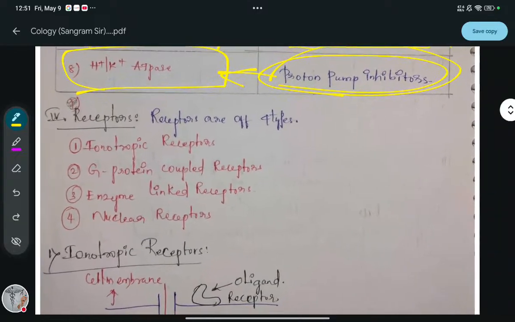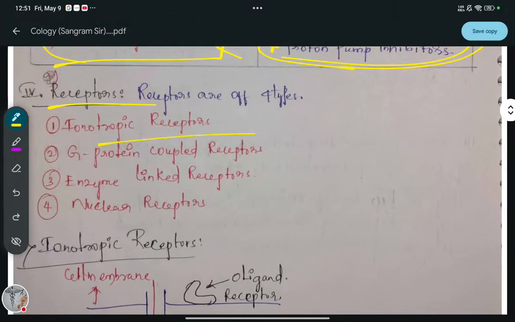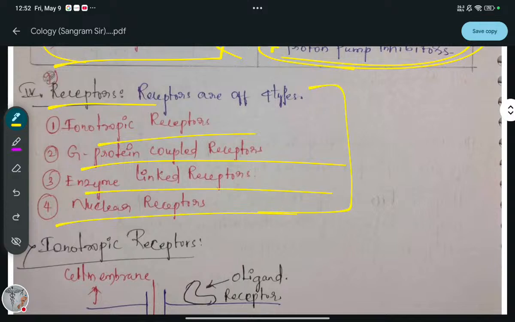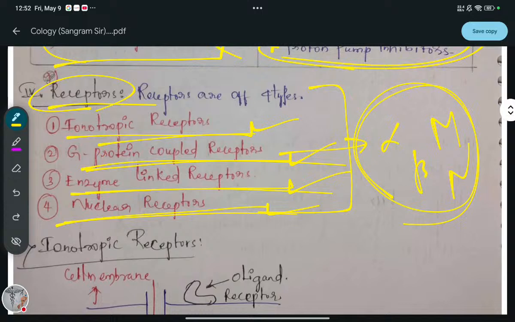Next, number 4 is receptors. What are the different types of receptors present? The different types are ionotropic receptor, G protein coupled receptor, enzyme linked receptor, and nuclear receptor. We will study the types of receptors in the next lecture. You have studied alpha receptor, beta receptor, muscarinic receptor, and nicotinic receptor. These are G protein coupled receptors. We will study that in the next lecture, and the mechanism of their action also. Okay. Thank you so much.